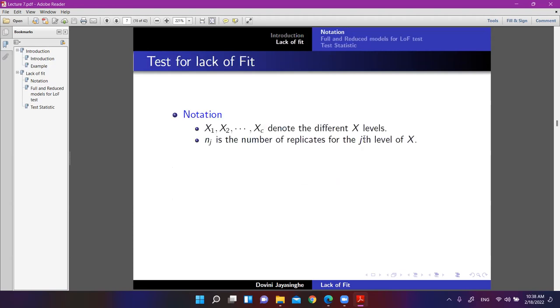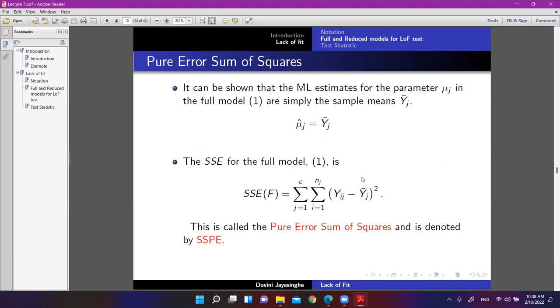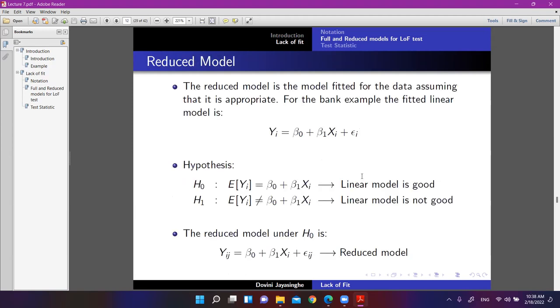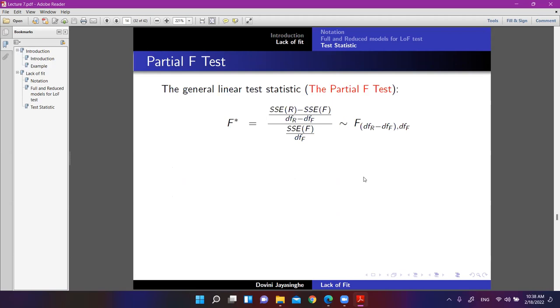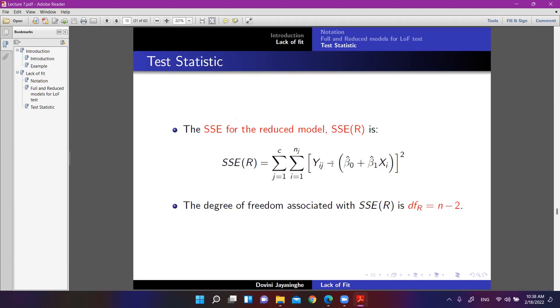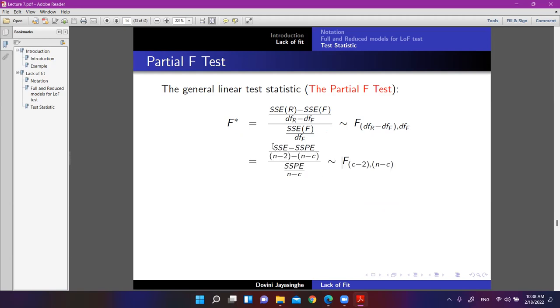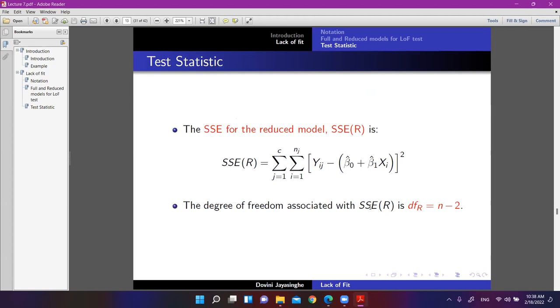Same thing here given in some rigorous looking notation. It's not rigorous actually. If you look closer, this is very easy. SSE R, I told you to write it as SSE, right? I'm sorry, this was not the lack of fit, this is the SSE, okay? This is SSE, this is SSPE, so the full model is this, and of course for the reduced model it is basically the SSE. I mistakenly said lack of fit error for this.